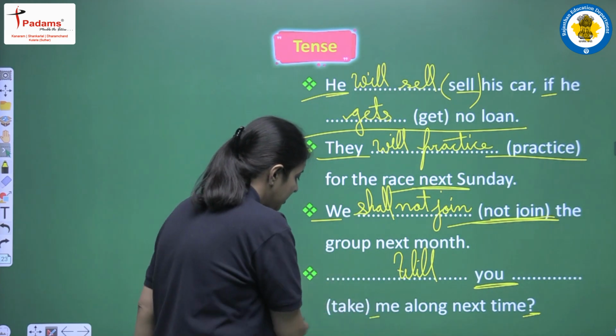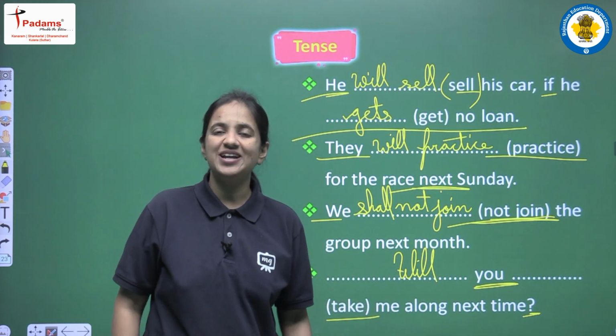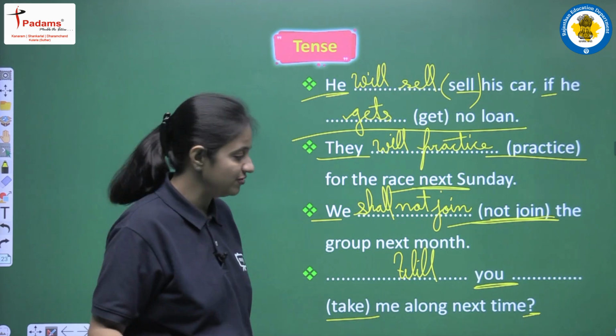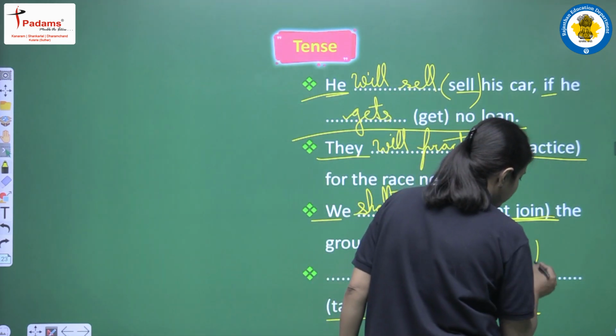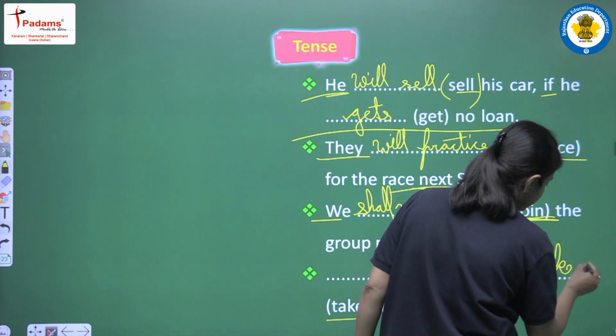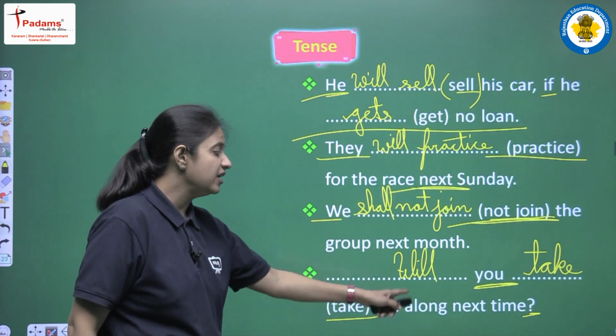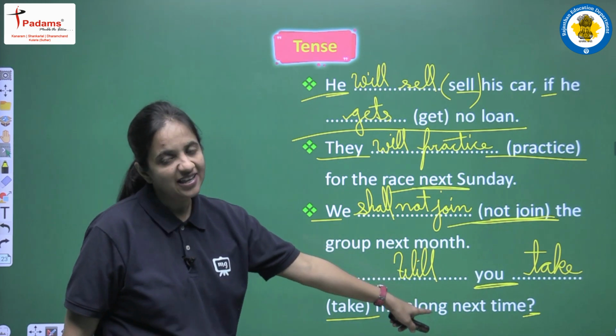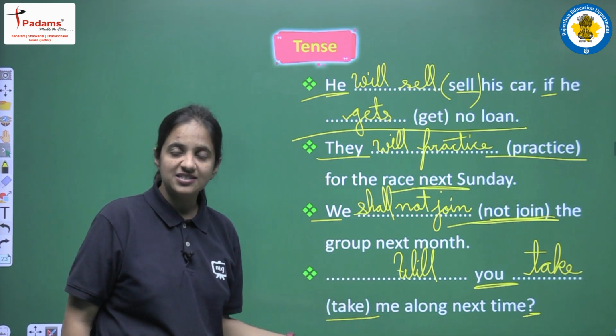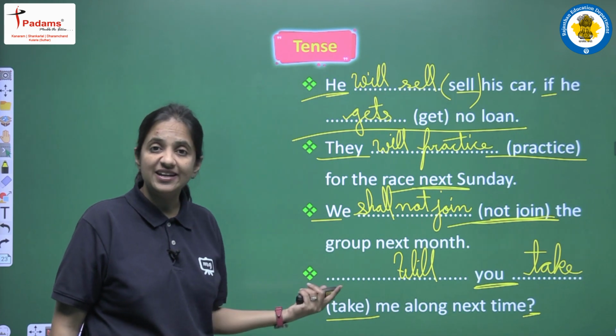Now we have take as a main verb. We all know that in this tense we always use the first form of the main verb. So we will write take here, that is the first form only. And the sentence will be, will you take me along next time? And at the end of the sentence one question mark is there because this is an interrogative sentence.